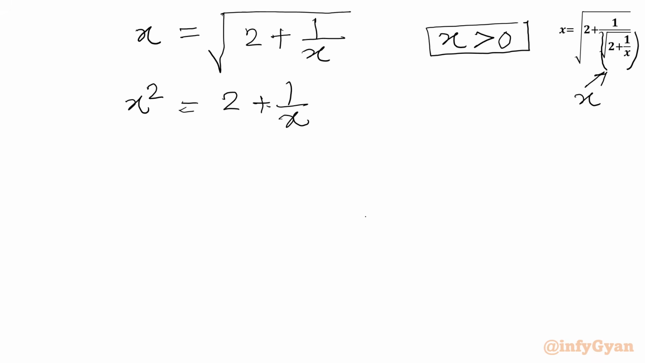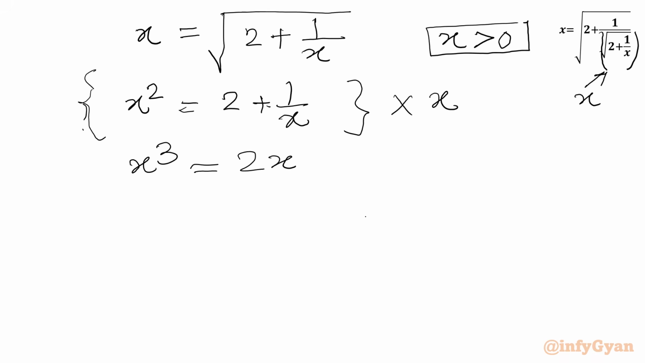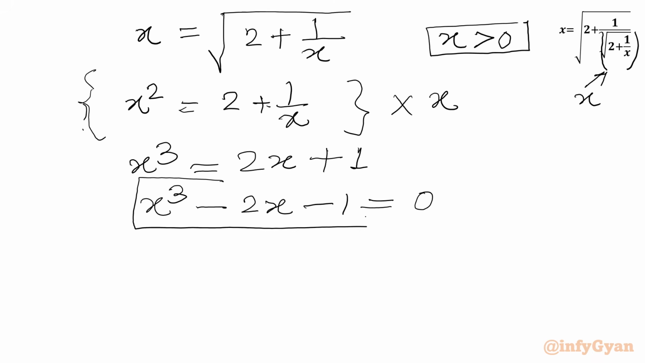Now x cannot be 0. So we'll multiply whole equation by x. LHS will become x square times x, x cube equal to 2 times x, 2x, plus 1 over x times x, 1. We will write all the terms to one side. x cube minus 2x minus 1 equal to 0. Now equation is cubic. We will use factorization method to find its roots.